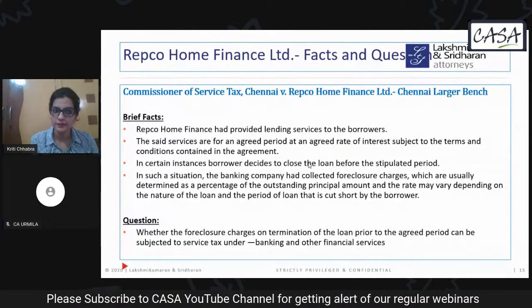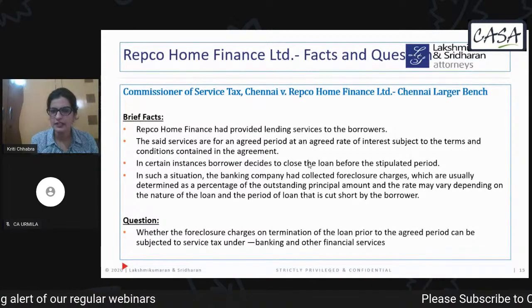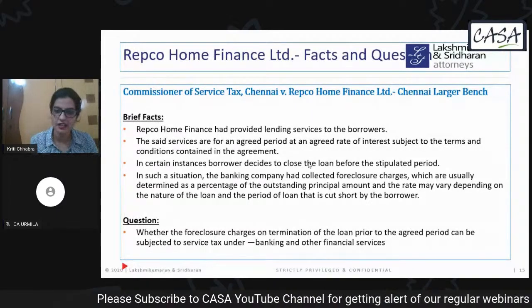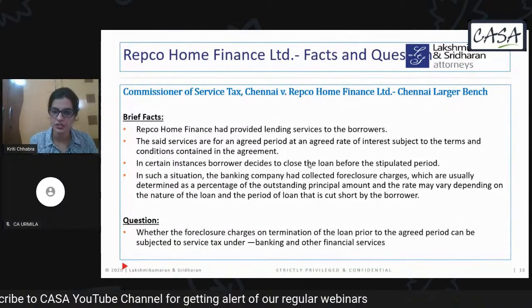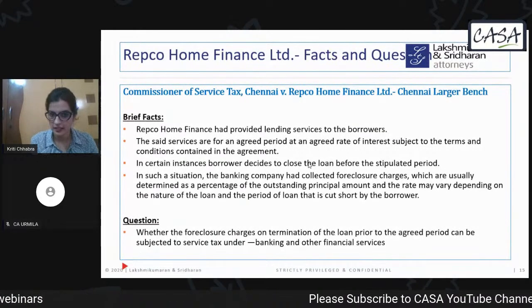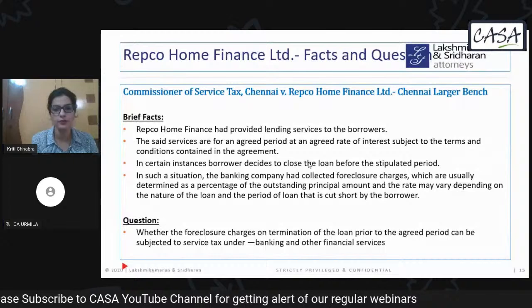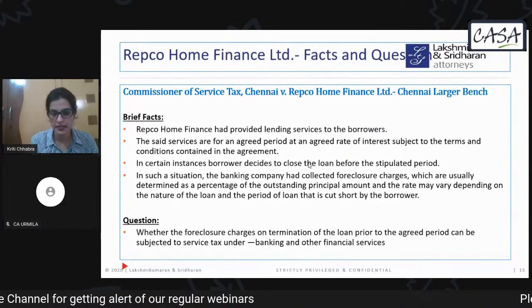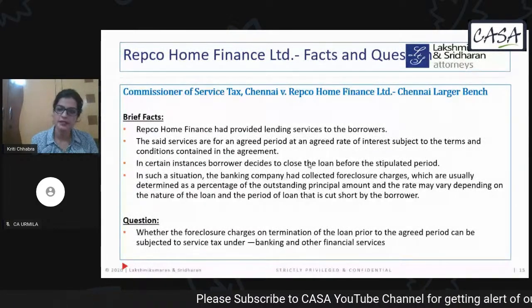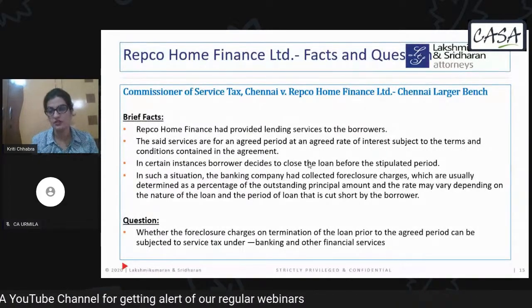If we see the facts here, Repco Home Finance Limited, which was a banking and financial company, had provided certain lending services to its borrowers. The said services were for an agreed period at an agreed rate of interest, subject to certain terms and conditions contained in the agreement itself. In certain instances, where borrowers decided to close the loan before the stipulated period, they could come to the bank and ask for pre-termination of this loan agreement, and then they had to pay certain foreclosure charges to the bank as a penalty or as a consideration, whatever you say.